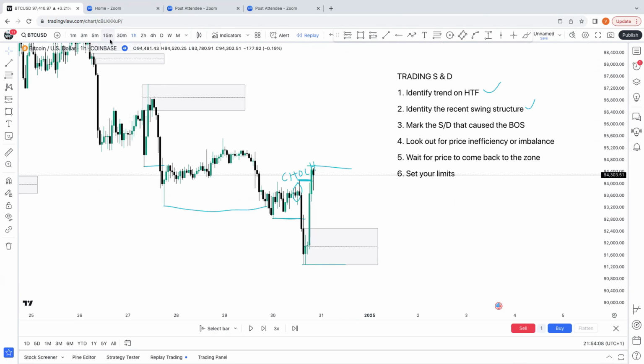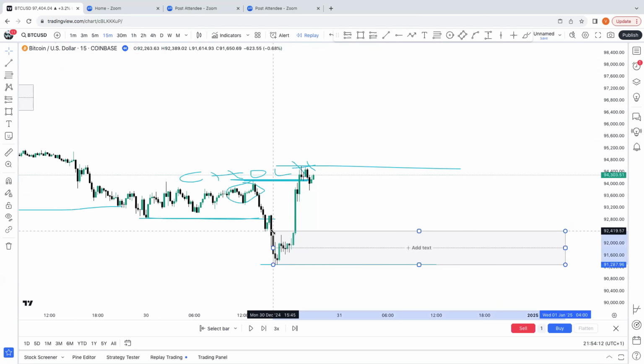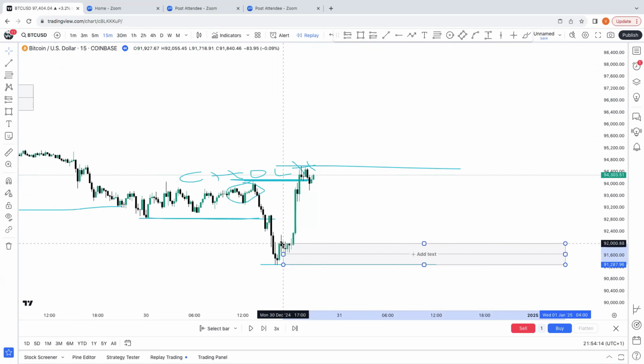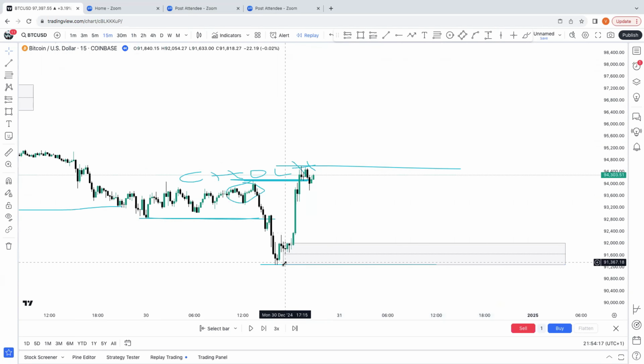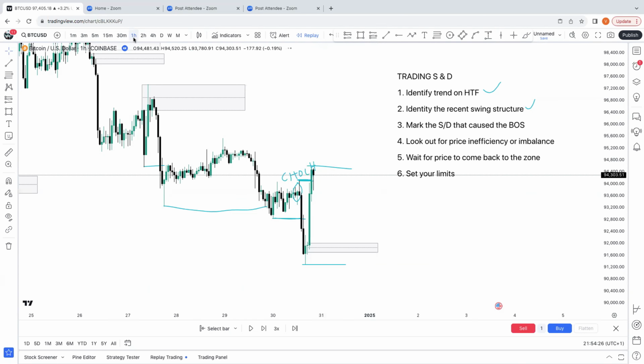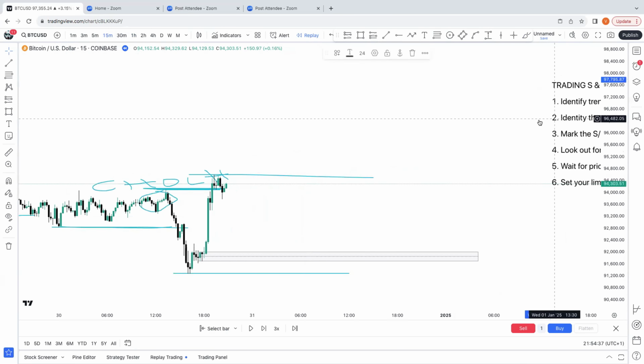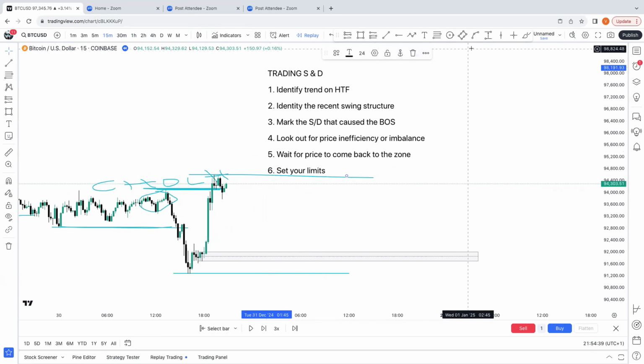Also, if you go to a lower time frame, the 15 minutes time frame, you can define the supply zone. Look at our supply zone on the 15 minutes. This zone here. So let's go back to the 1 hour. This is how our supply zone on the 15 minutes looks on the 1 hour. So let's just use the 15 minutes time frame.